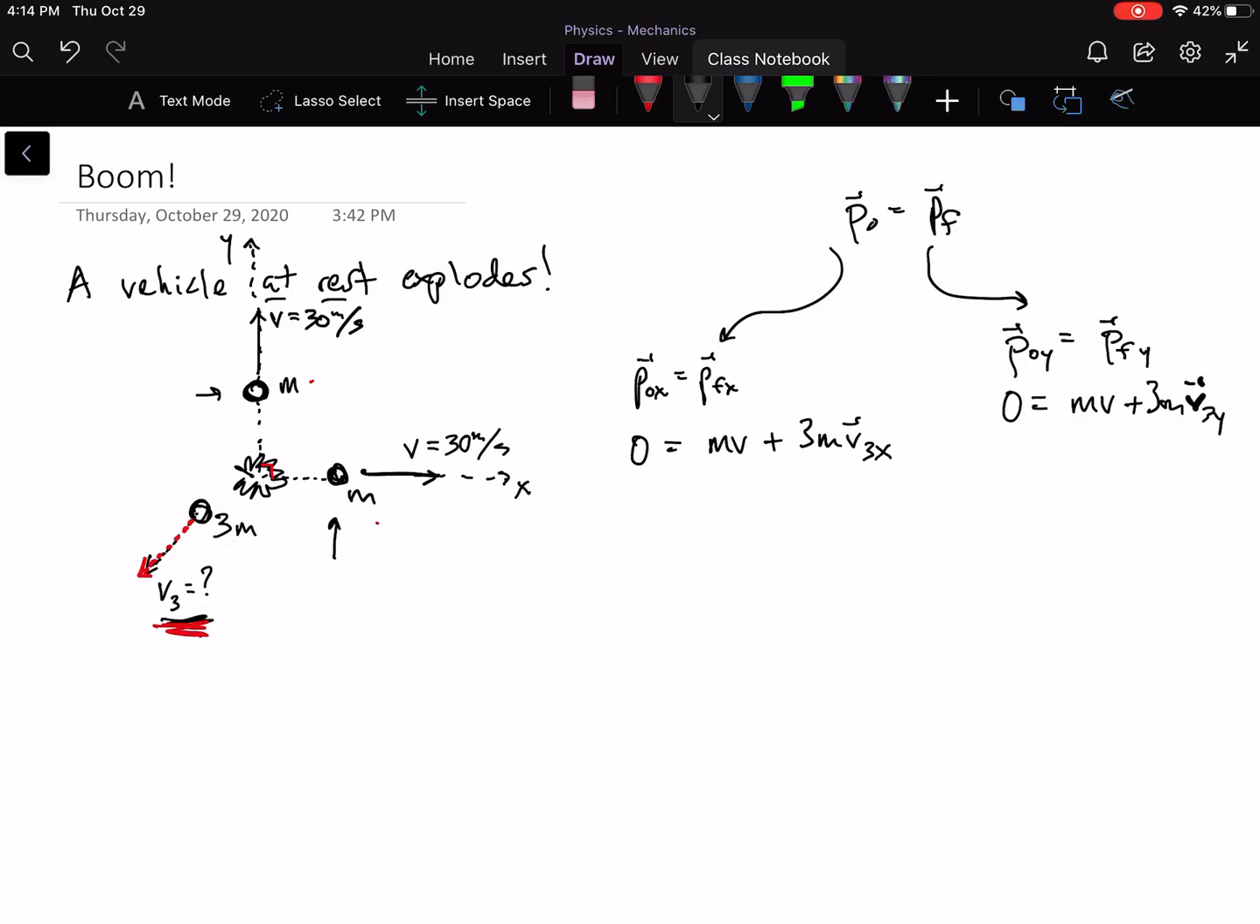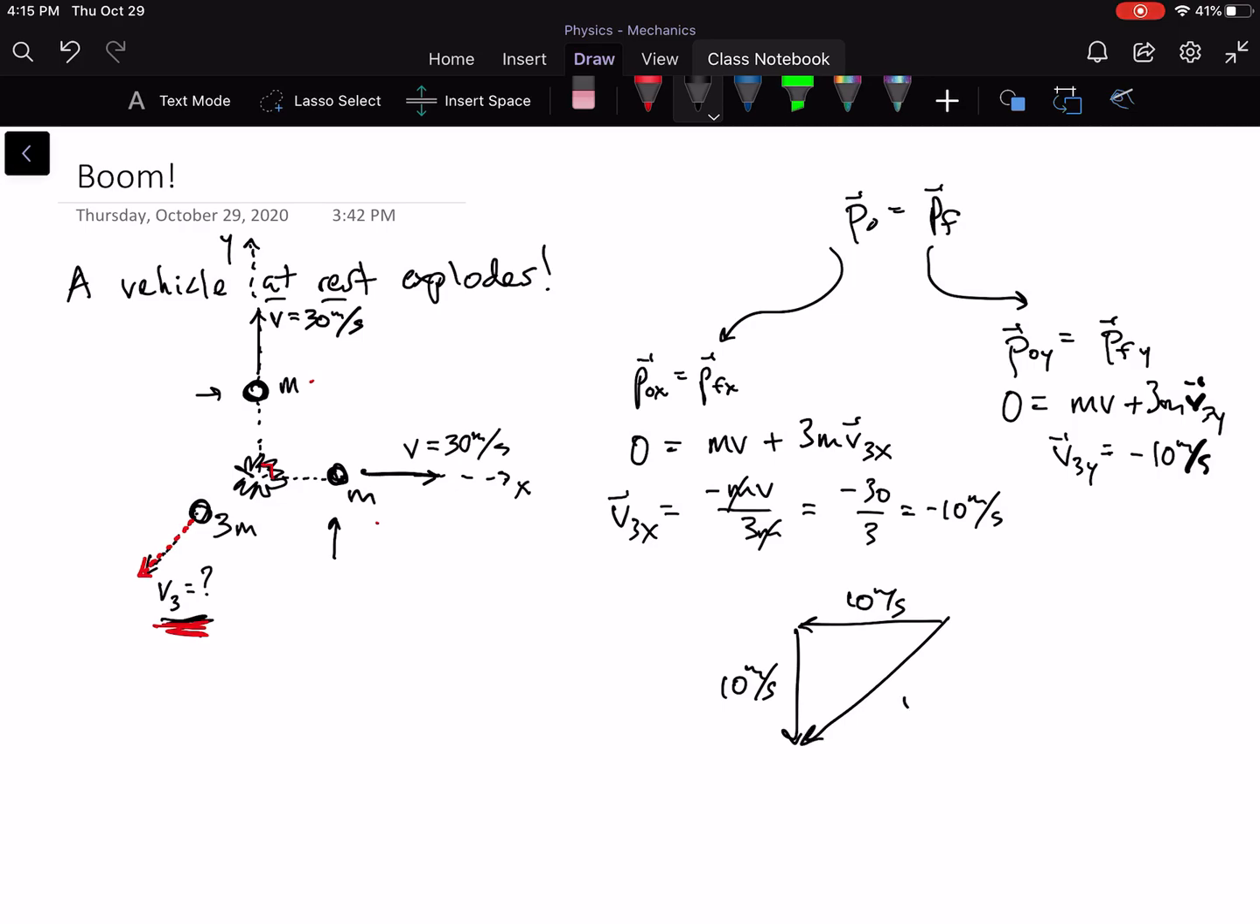And if we solve for each one of those things, then what we get is negative mv over 3m. The m's cancel. And so we know that our x component to the velocity here is just going to be negative 10 meters per second along the x-axis. And following a very similar set of circumstances over here, we get that the y component to this velocity is also negative 10 meters per second. And if we sketch that out, we get this and this.